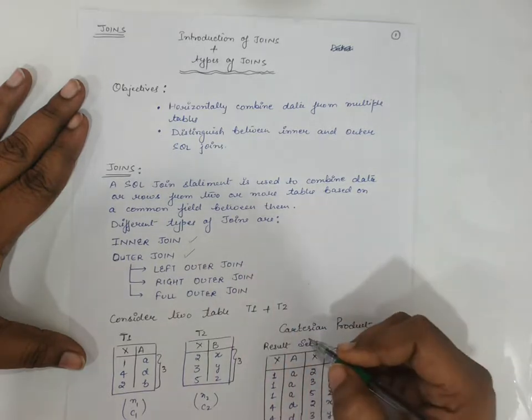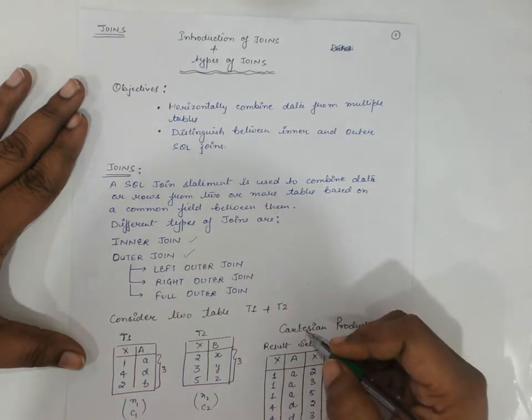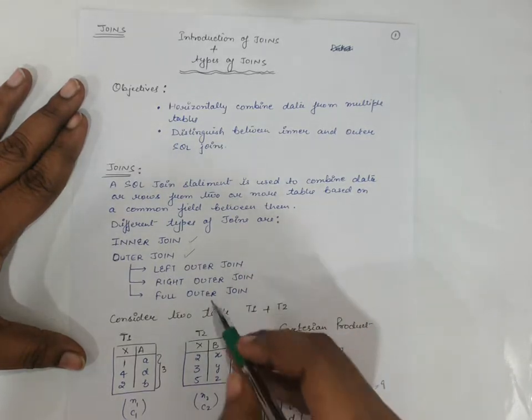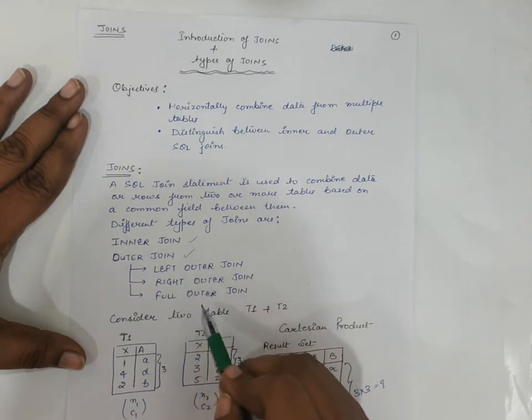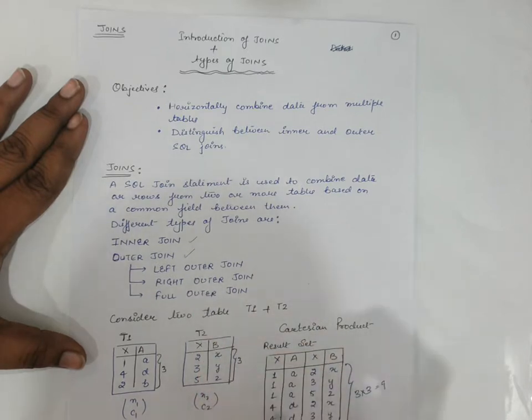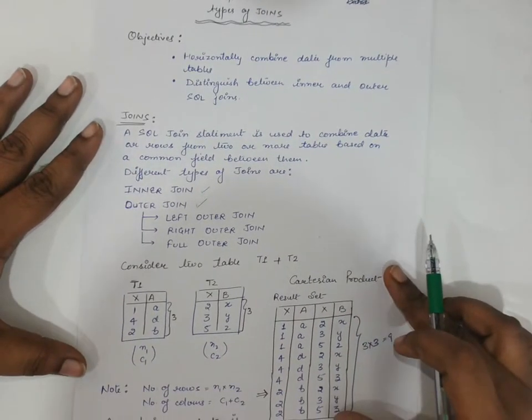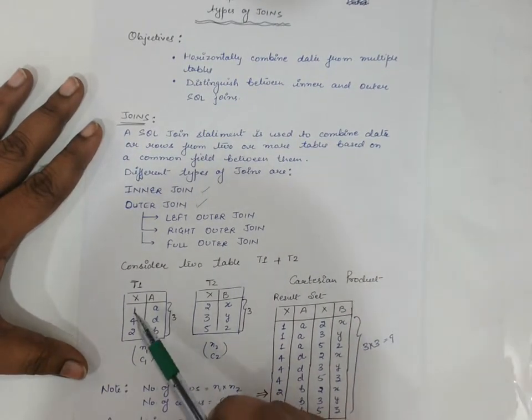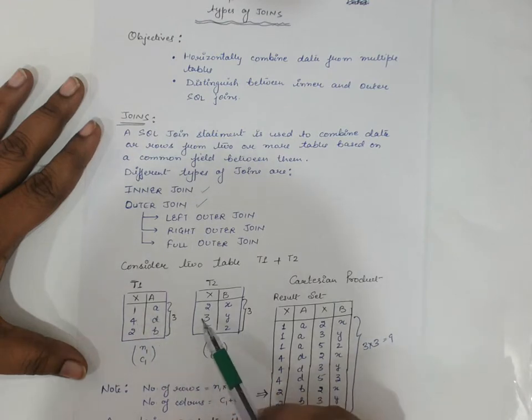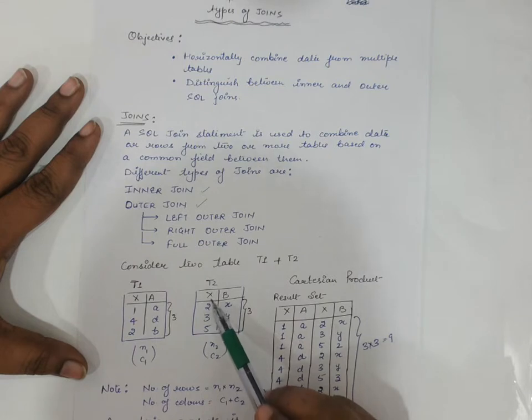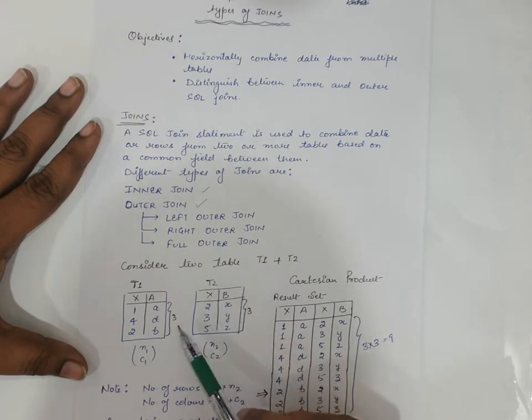Outer join is further divided into three categories: left outer join, right outer join and full outer join. We'll cover these topics using the basic tables T1 and T2, with T1 having attributes X and A and the following rows, and table 2 having attributes X and B. For combining the two tables, it is mandatory that there is one common column between them.